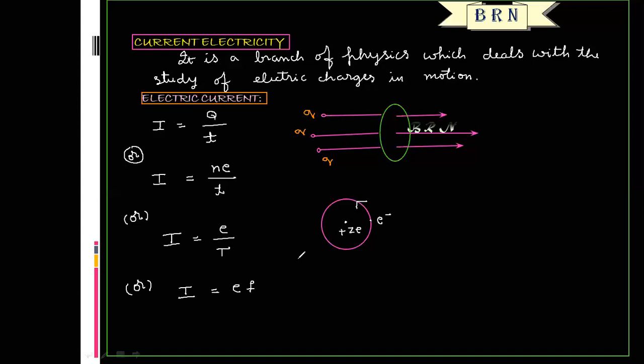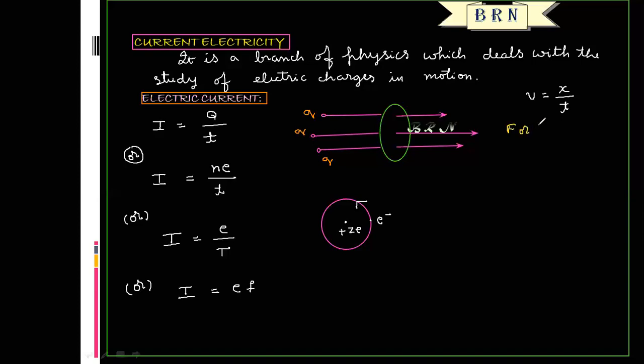In terms of speed and the radius of circular orbit, the expression for electric current is written in the form of... actually, what is the meaning of speed? Speed is the distance traveled divided by time taken.